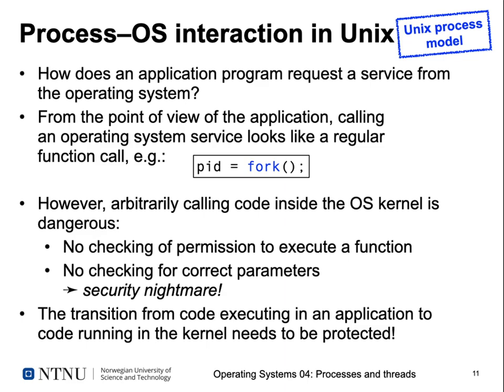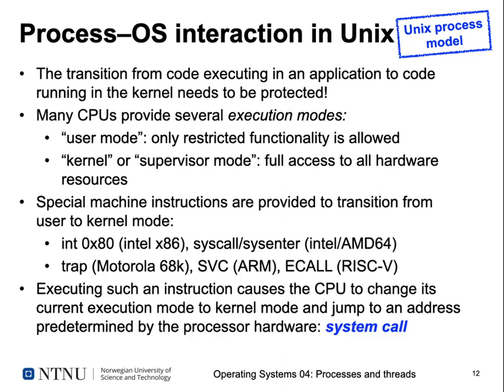So it's not just a simple jump instruction to jump anywhere, but there needs to be some gateway which you have to pass through, and at this gateway you are checked whether the process is allowed to do this function, and whether you're bringing all the correct parameters, and only then will the operating system fulfill the operation you have requested.